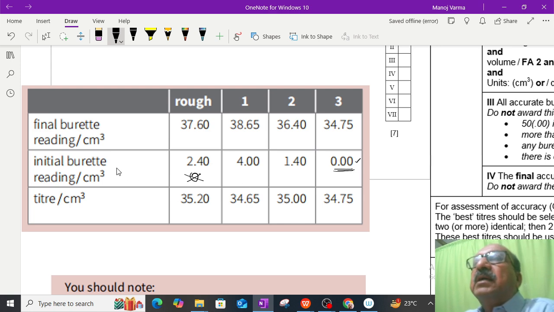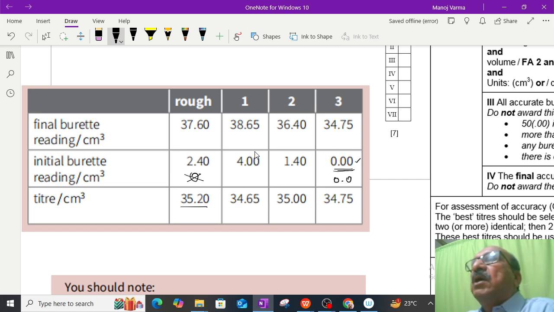But you can start the initial burette from anywhere according to your convenience. Here it has been started at 2.40, 4.00, whatever is convenient, but you have to write two decimal places. This is important. Even if you write 0.0, this is also not permissible. You must write 0.00. The first reading is rough, where you are not very accurate, and then you subtract the initial from the final, and you get the titre. This is your titre.